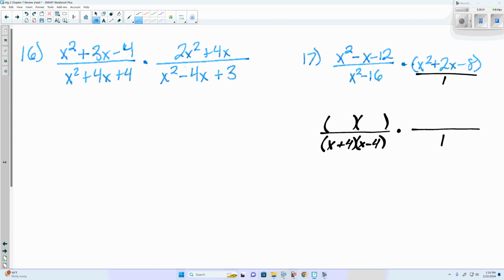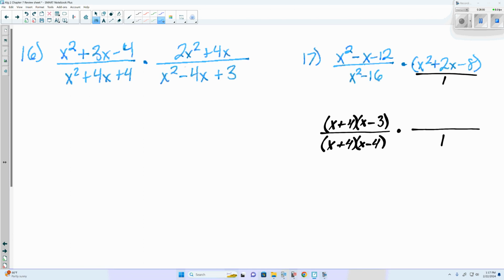X squared minus x minus 12. Since the third term is negative, our signs are opposite. Factors of x squared are x and x. Now our factors of 12 are 1 and 12, 2 and 6, 3 and 4. Now the denominator does help us getting 3 and 4, but it doesn't really help us on figuring out if the 4 is positive or negative. I'm just going to plug them in.